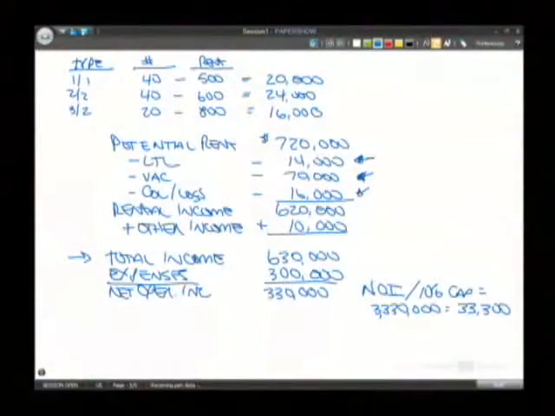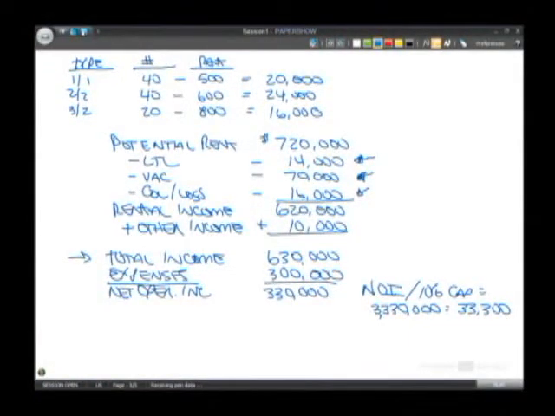And let's just say, well, our loss to lease, we can get that down. I think we're a better management company. We can go ahead and get that down. And let's just say that's only $4,000 rather than $14,000. So that adds $10,000 into our bottom line.